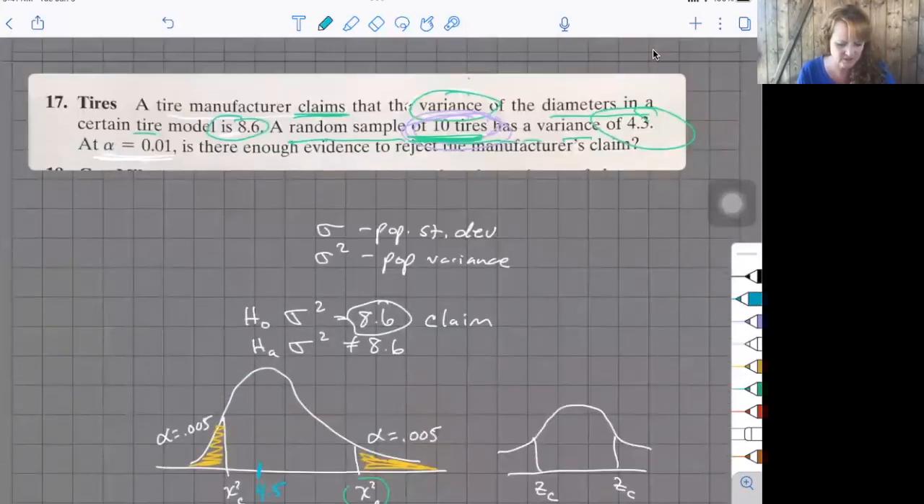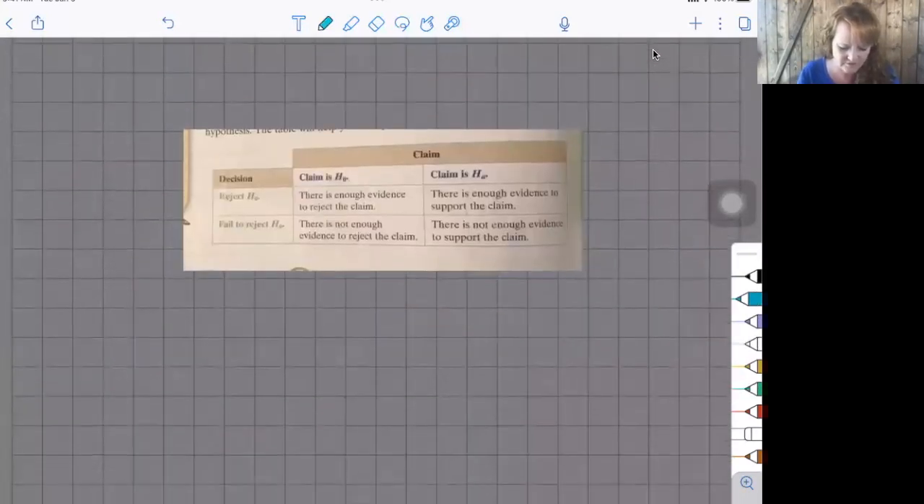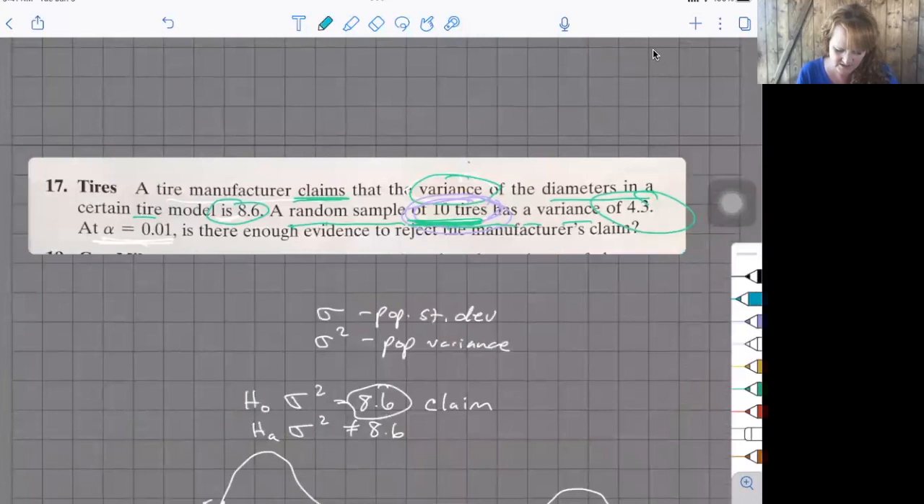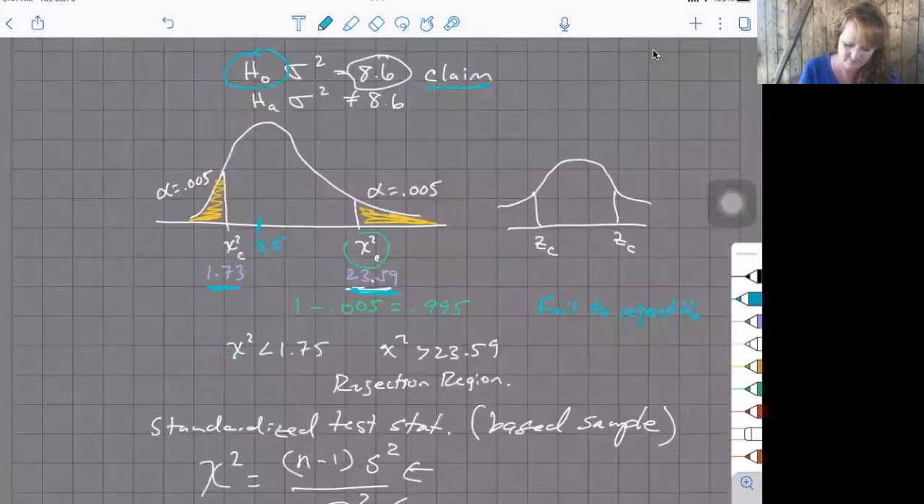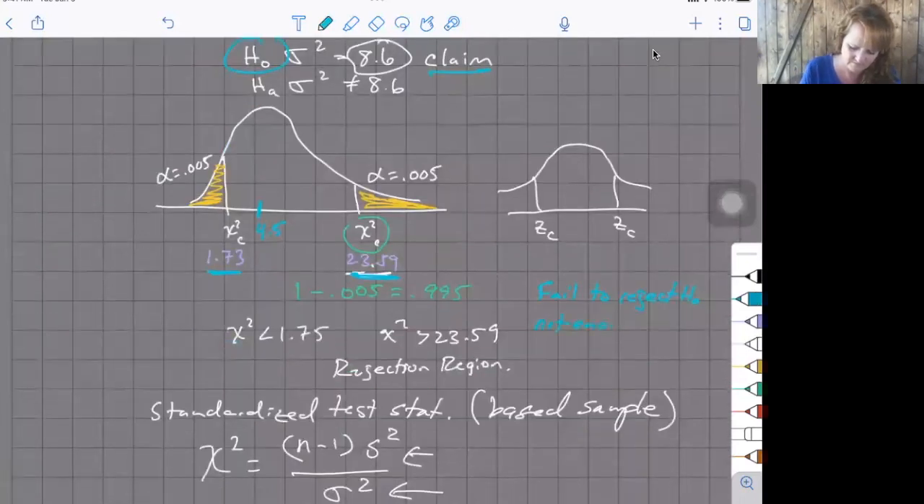All right, let's take a look at our chart. We're failing to reject H naught. Our claim is H naught right here. So there's not enough evidence to reject the claim. Which makes sense, right? If H naught's the claim and we fail to reject it, then we don't have enough evidence to reject it. That makes sense. And that's how you do these, okay?